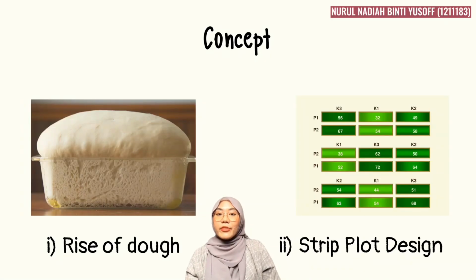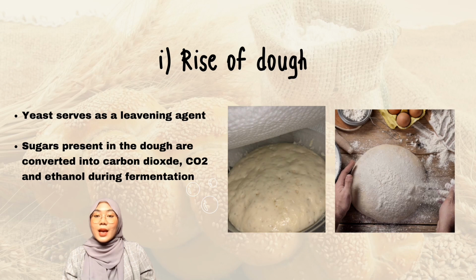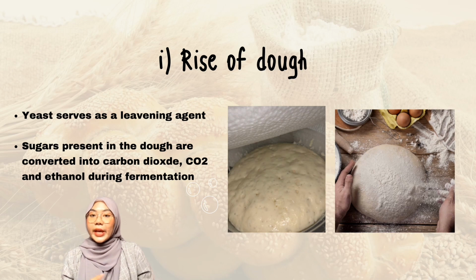In the experiment on factors that influence the rise of flour dough, I'm Nadia from Group 4 and I will explain briefly the concept of this experiment, which is divided into two parts, starting from the rise of the dough up until strip plot design. As we all know, yeast plays a vital role in influencing the rise of flour dough as it serves as a leavening agent which causes the bread to expand by converting the fermentable sugars present in the dough into carbon dioxide and ethanol during fermentation.